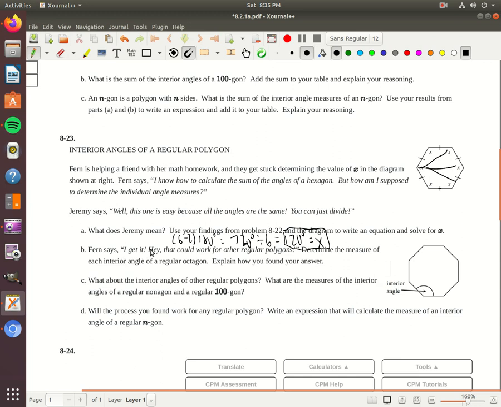Fern says, I get it. Hey, that could work for other regular polygons. Determine the measure of each interior angle of a regular octagon. Explain how you find your answer.